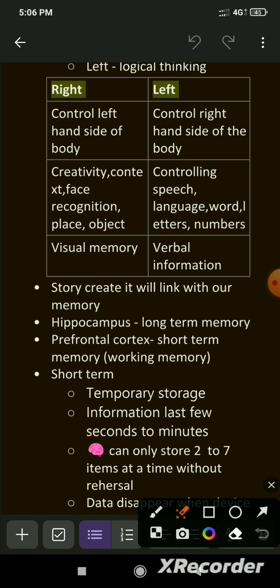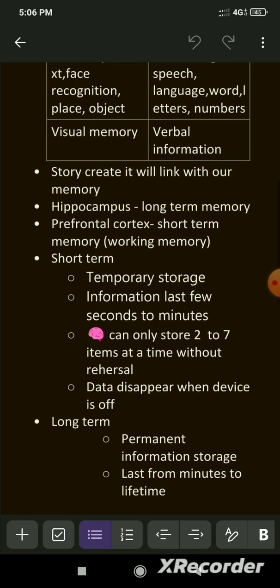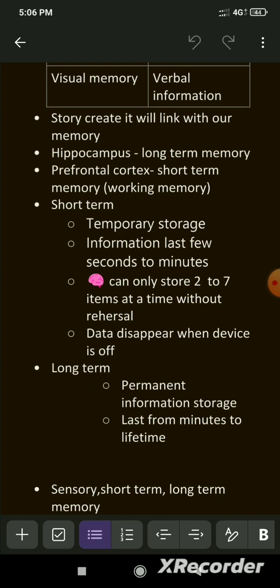Long-term memory is linked with the hippocampus portion of the brain, and short-term memory is linked with the prefrontal cortex of the brain. These are the two terms: the hippocampus is linked with long-term memory and the prefrontal cortex with short-term memory. I already mentioned that there are two types of memory, short-term memory and long-term memory.